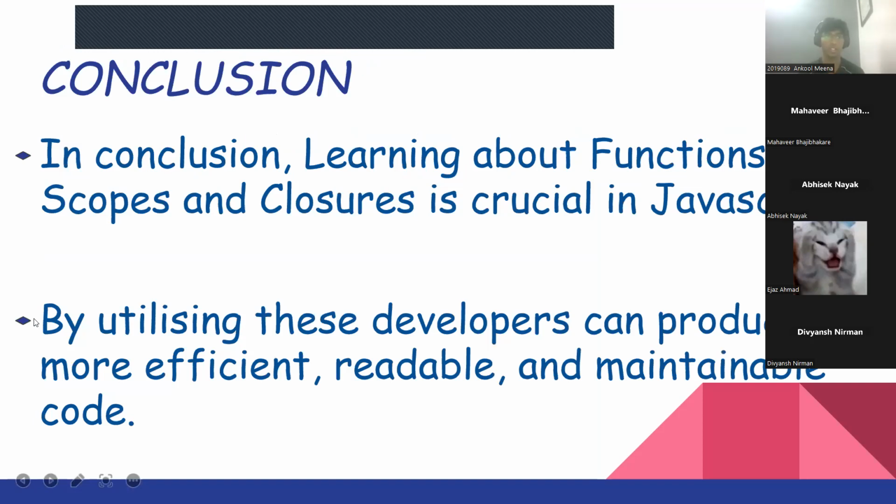So in conclusion, learning about function scopes and closures in JavaScript is very crucial. By utilizing these, developers can produce more efficient, readable and maintainable code. They can edit the code later efficiently, and as it is more readable, any other developer who needs to access this code can understand it very easily with the help of these functions and scopes.